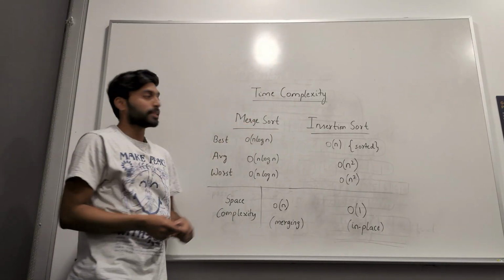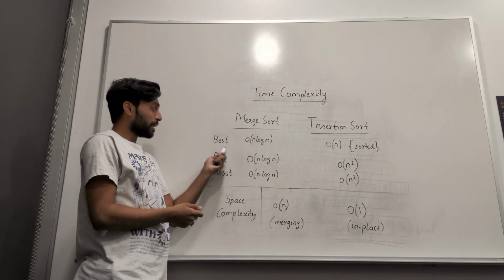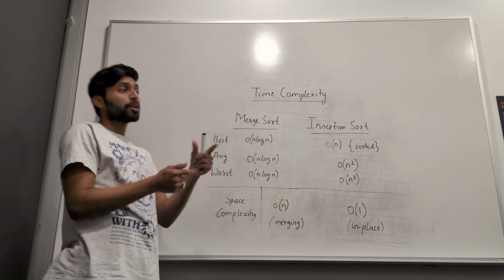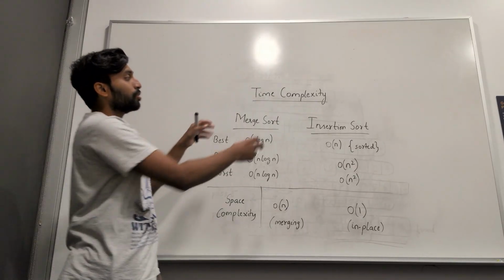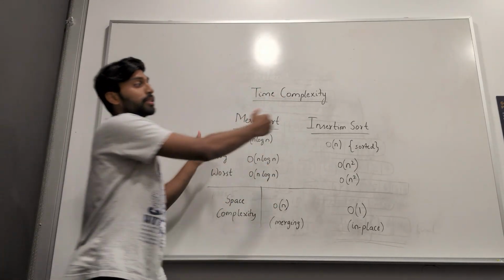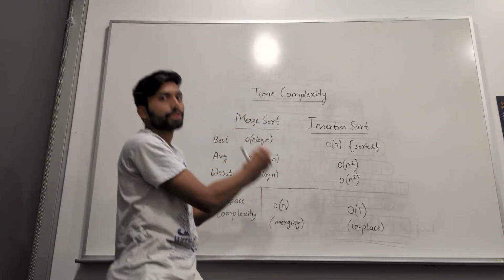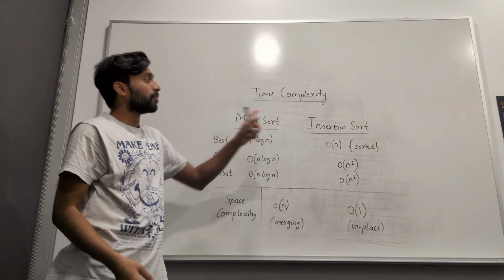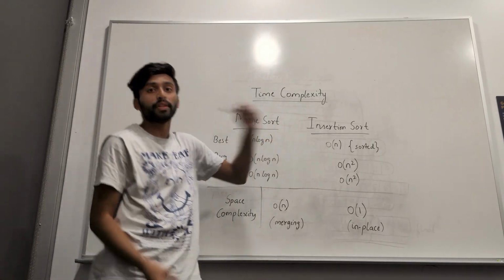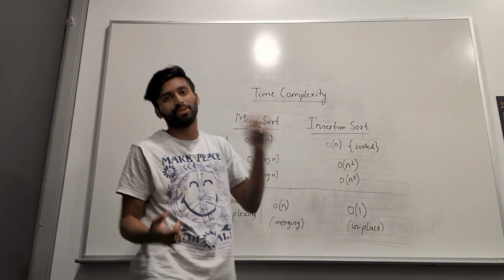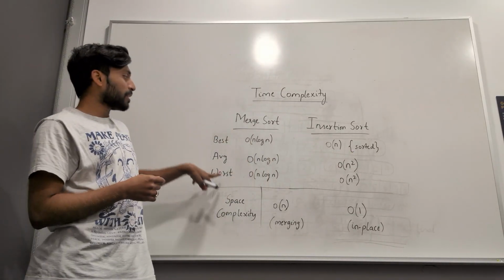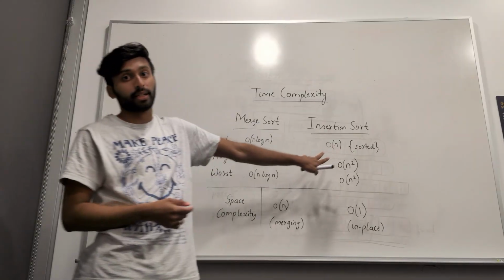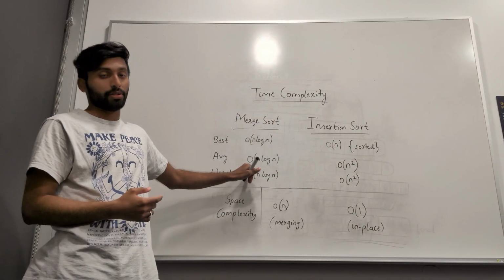Merge sort's time complexity is O of n log n in all the best, average and worst case scenarios, because you are dividing a big array into individual components, then merging them together to get the final solution. The time complexity of insertion sort in its best case is O of n, considering the array is already sorted, but in its average and worst case it's O of n square, very expensive when compared to merge sort.